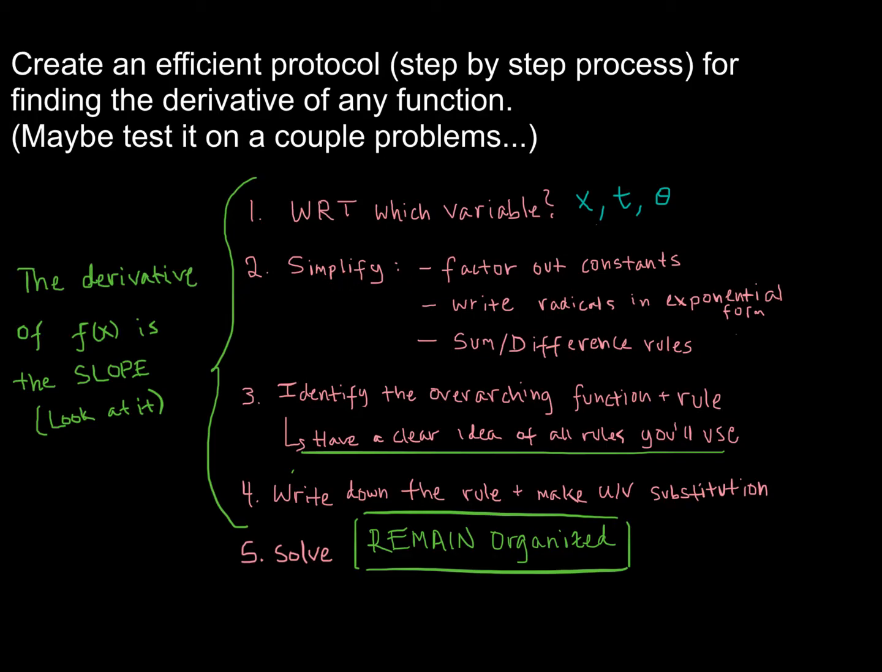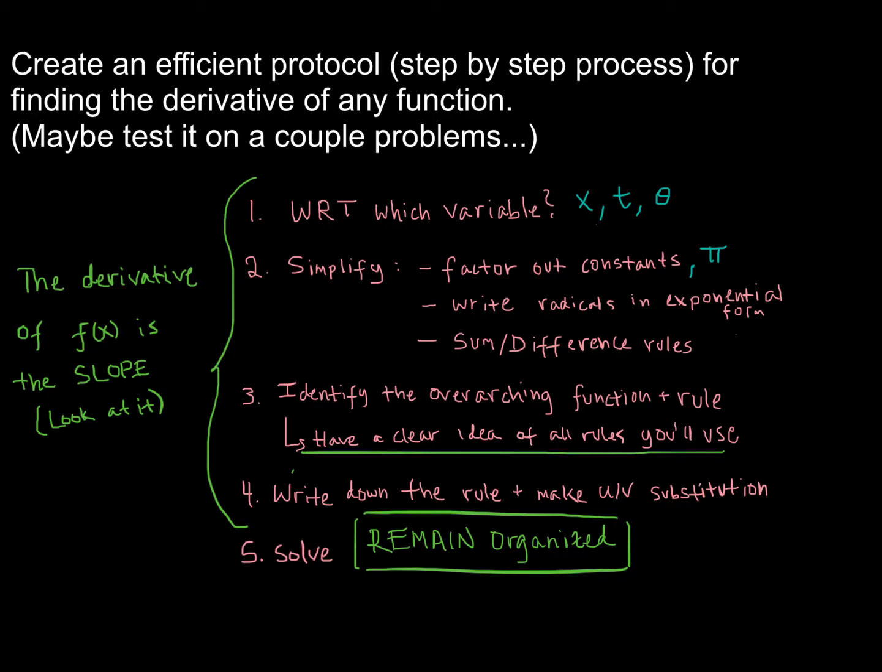And then I simplify. I factor out any constants, some common constants that are in there, pi, or just any number. Then I try to write the radicals in exponential form. Right? If I see a square root, I can write it as 1/2. That can be helpful. And then using the sum and difference rules is also helpful. If I have a big sum or difference of things, I know I can take the derivative of each one independently. That can make my life a lot easier. So I could break it up into some smaller problems and tackle them one at a time.